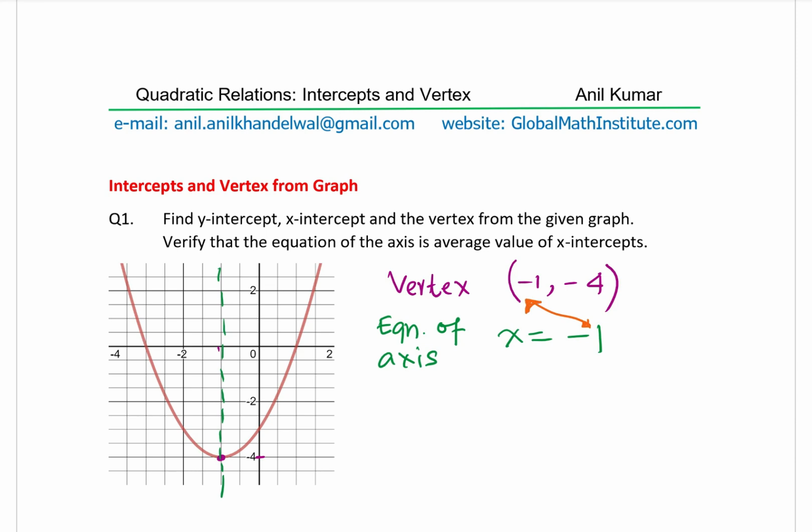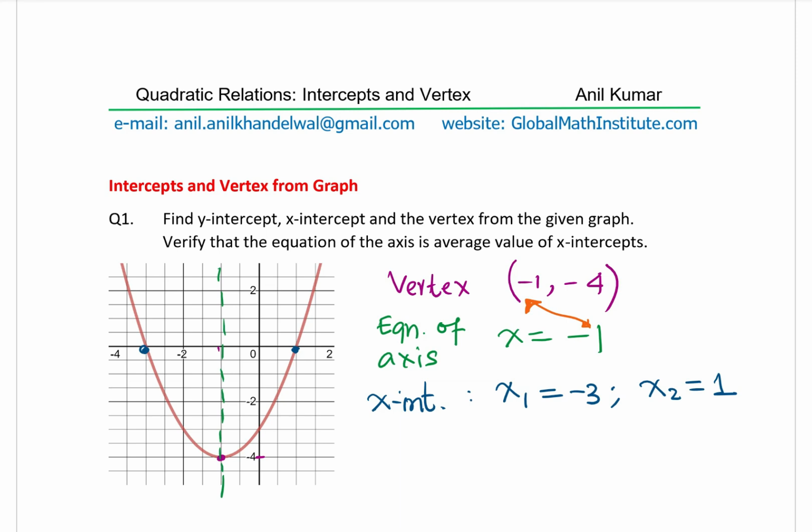Now let's look into the x-intercepts. The points where the graph crosses the x-axis are known as x-intercepts. In short, we'll write x-intercept, and the two x-intercepts are at x1 equals -3, this point, and the other point x2 is +1. So these are the two x-intercepts. So we have read all the values.